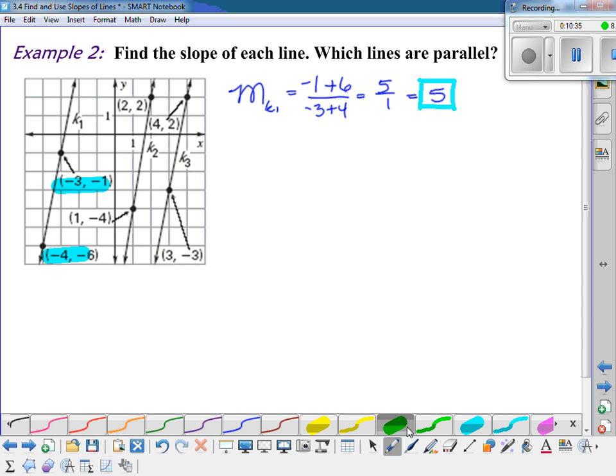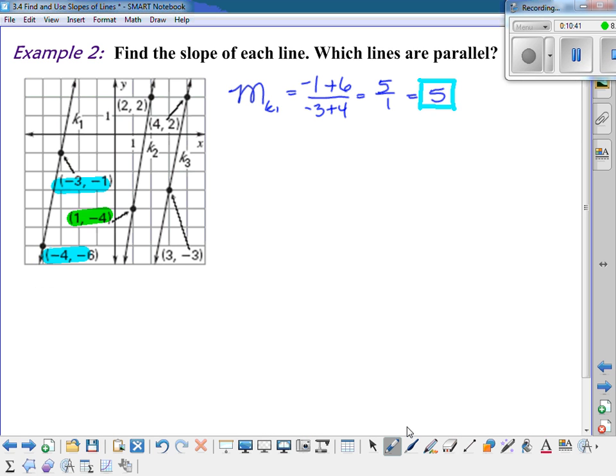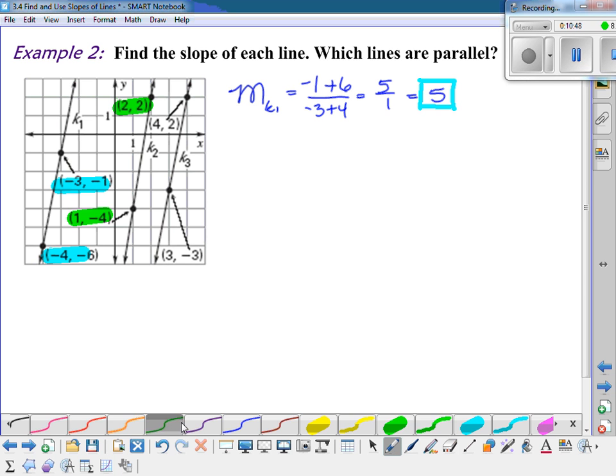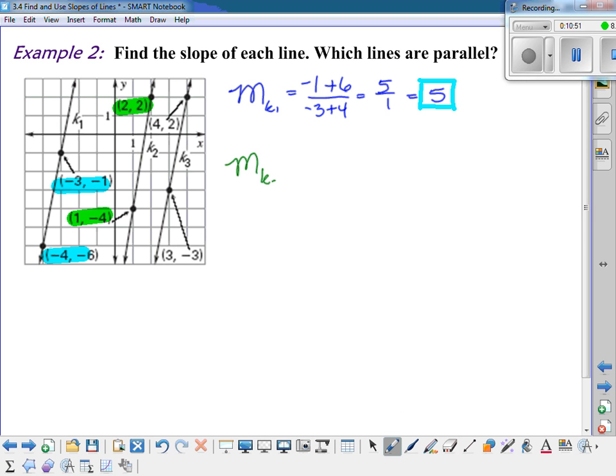Looking at line K2, K2 goes through the points (1, -4) and (2, 2). So 2 minus -4 becomes +4, and 2 minus 1 on the bottom. So we have 6 on top, 1 on the bottom, and so that slope is equal to 6.